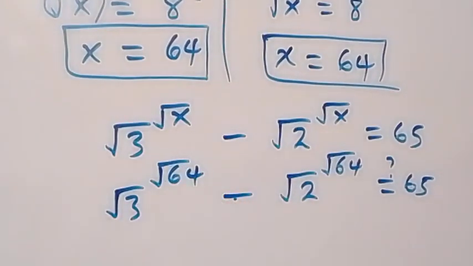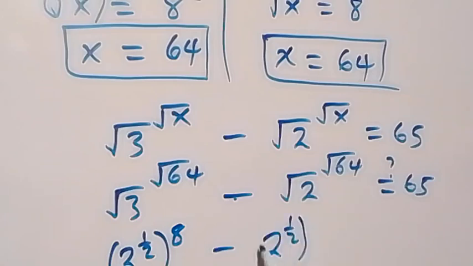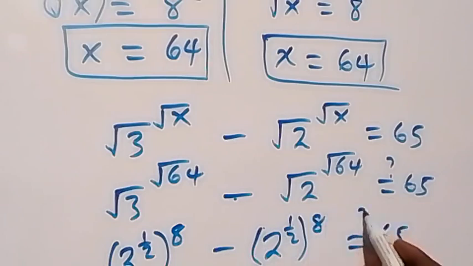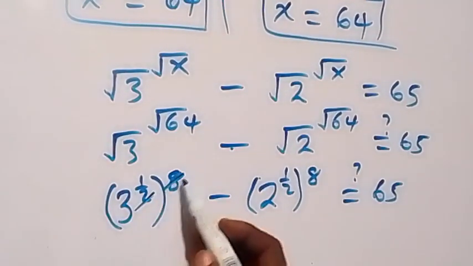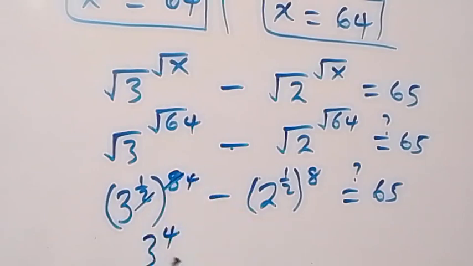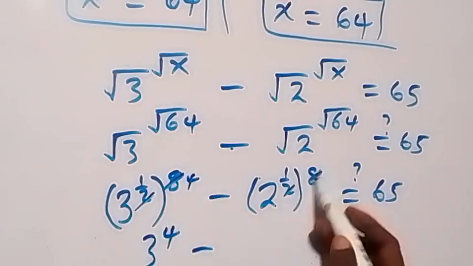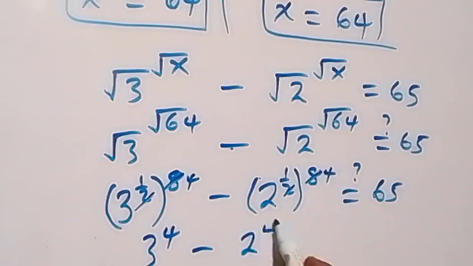Then what we have here, root 64, that's 8. So we have root 3, which is 3 raised to power half, then raised to power root 64, which is 8. Then minus here we have root 2, which is 2 raised to power half, then raised to power root 64, which is 8. Is equals to 65. Then from here we have this power multiplied, 1 half times 8 gives 4. So this remains 3 raised to power 4 minus 2 raised to power 4. It is equals to 65.